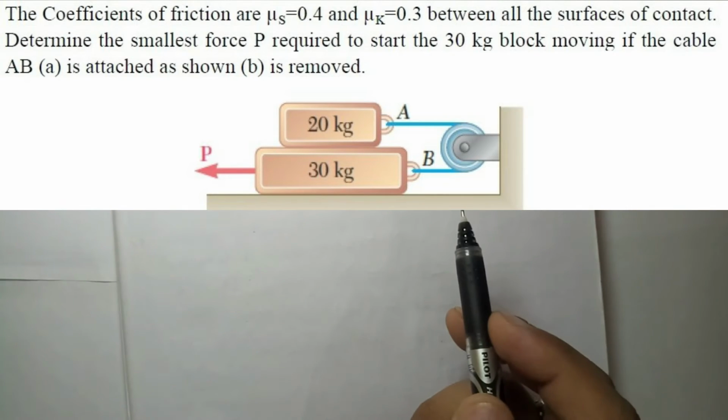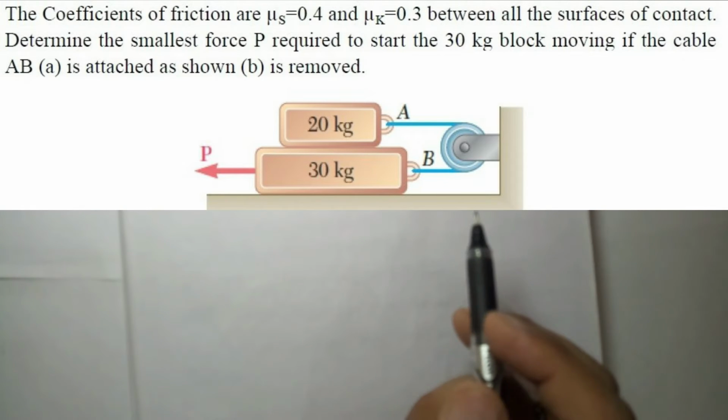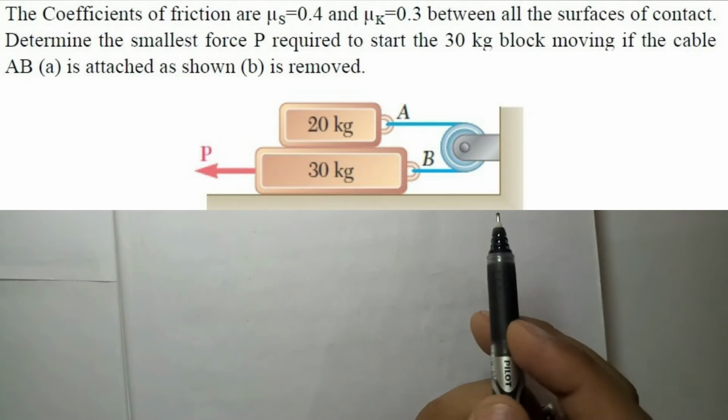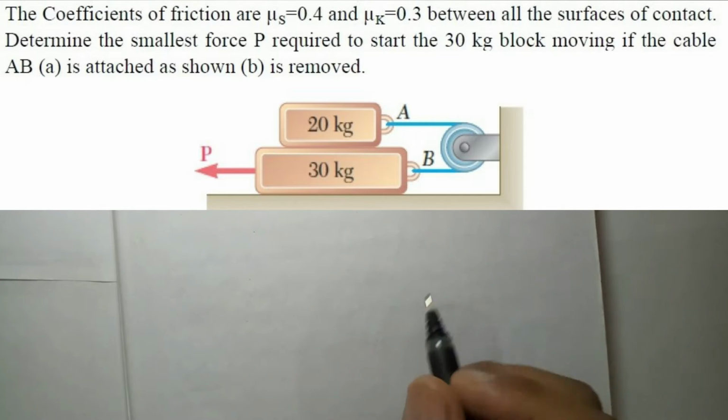So there are two conditions given. In the first condition, the cable AB is attached, and in the second condition it is removed, and we have to find out the value of P, the external force applied.